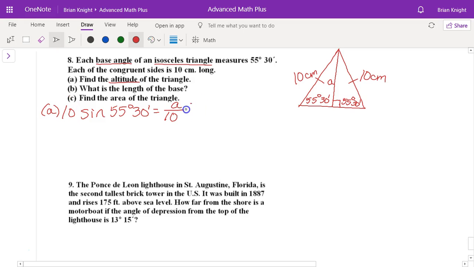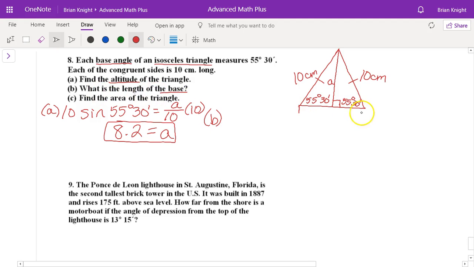Do you have a question? Yeah, I was drawing it, so I didn't really get the A part. How did you know that it was A? That's the altitude. Oh, I thought you were doing like with the angles, the big A across from the nose. No, it's just the altitude. All right, what is 10 times the sine of 55 degrees, 30 minutes? 8.2, the people say.